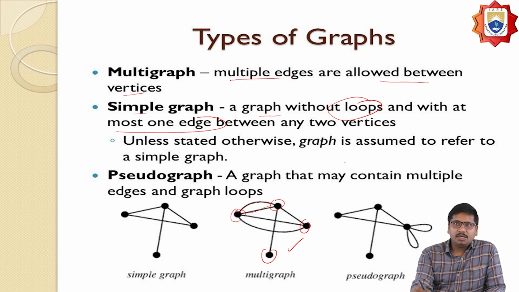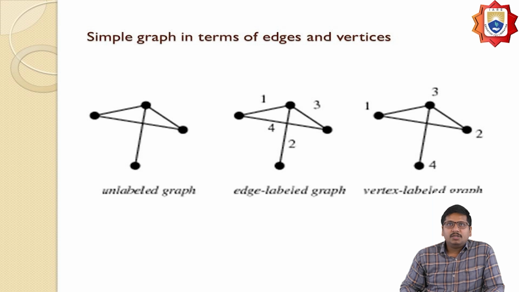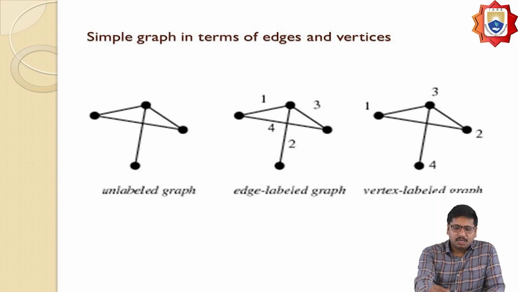A pseudograph is a graph that may contain multiple edges and graph loops, so this is called a pseudograph here. These are the different types of graphs, and a simple graph is described in terms of edges and vertices. Let us consider a graph here.